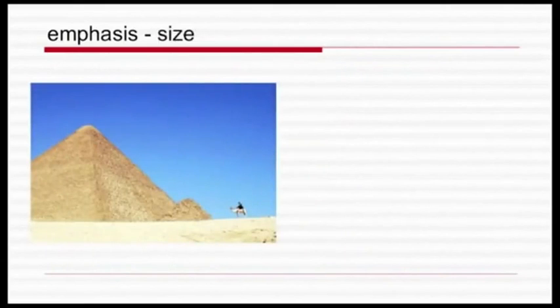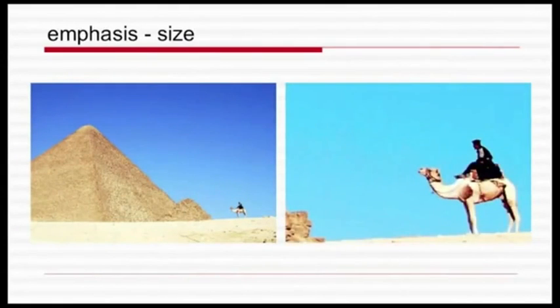Size is another key point of visual analysis, and you will see from these images that size is always relative. In the first photo, the pyramid dwarfs the figure on a camel, emphasizing his insignificance. In the second image, however, the rider and his camel dominate the image and loom over the pile of stones on the left.